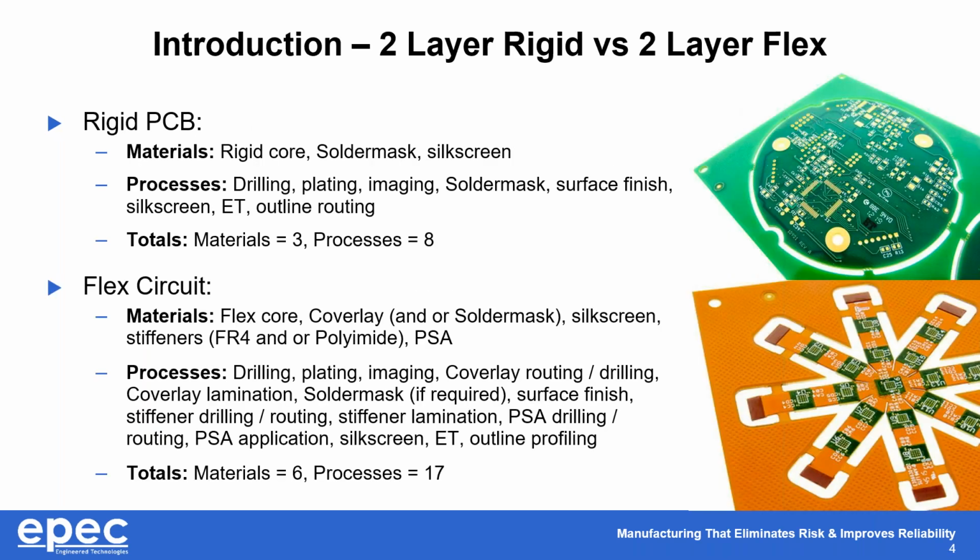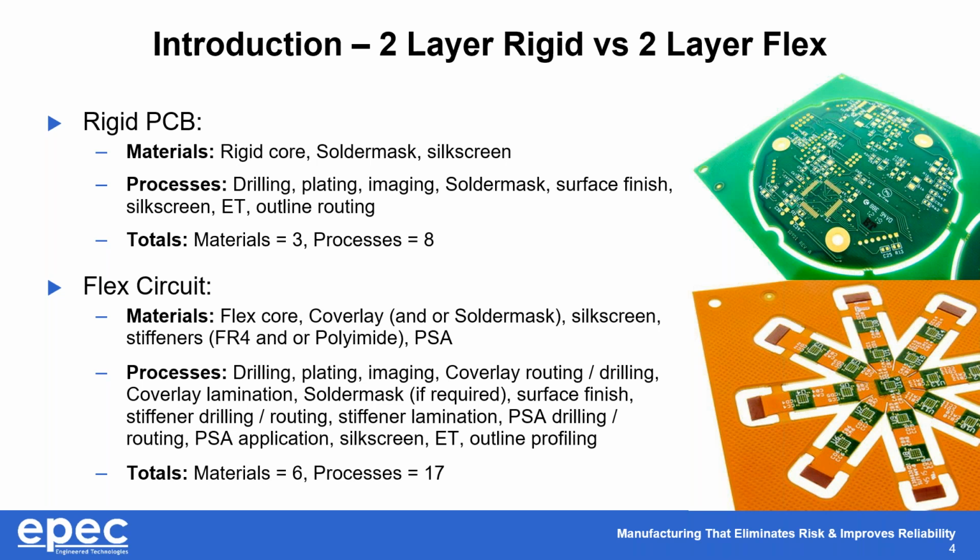So as part of the introduction, I just wanted to cover very quickly some of the basic differences between a two-layer rigid and a two-layer flex so that we can have an understanding as to where these added elements come from. In a two-layer rigid board, you'll have a rigid core with the copper, you'll have solder mask and a silk screen. And I know I might be generalizing a little bit, but this is just to give us an overview.